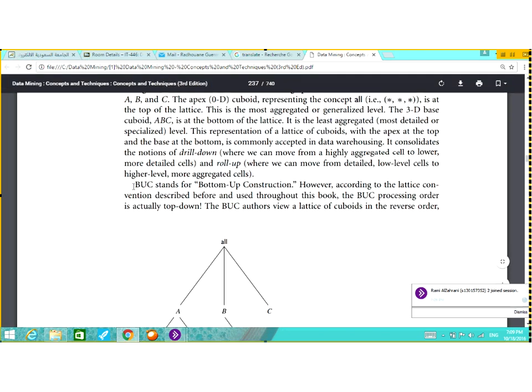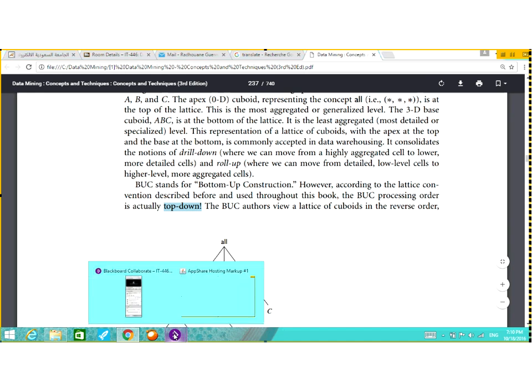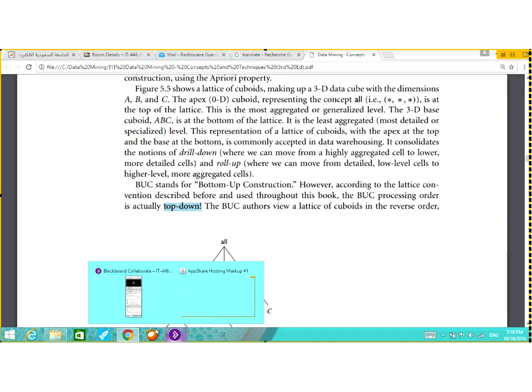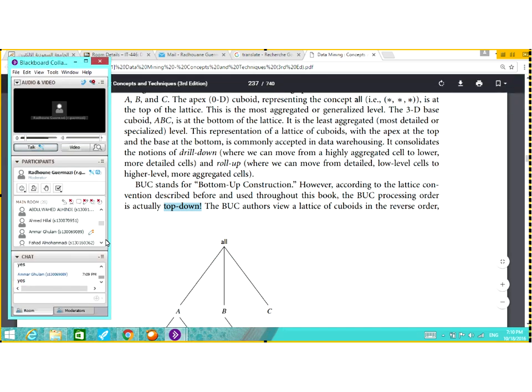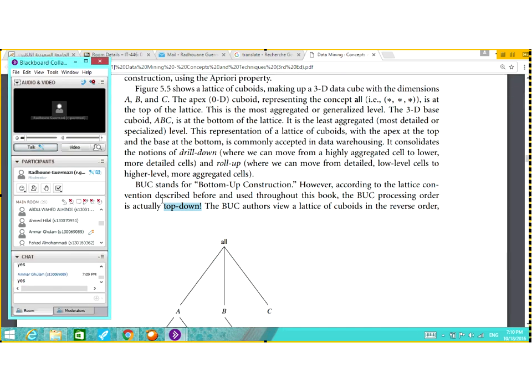So for your question, BUG stands for bottom-up construction. However, according to the latest convention described before and used throughout this book, the BUG processing order is actually top-down. So the order is top-down. Okay, Mr. Abdul Wahid.